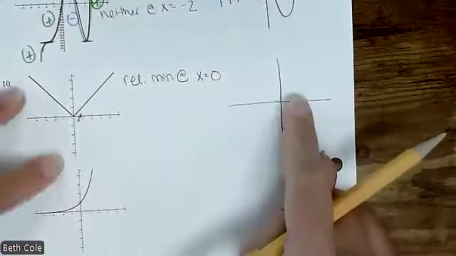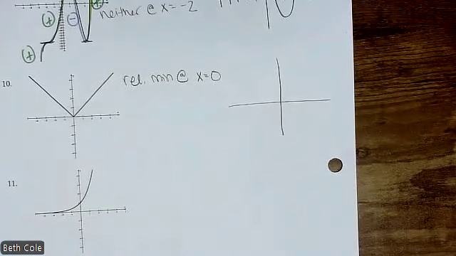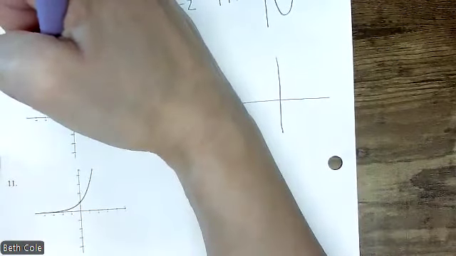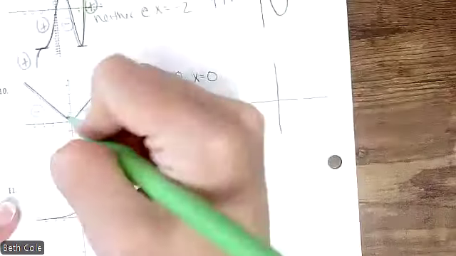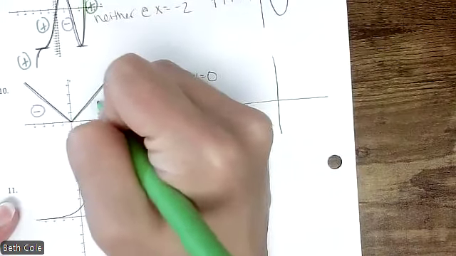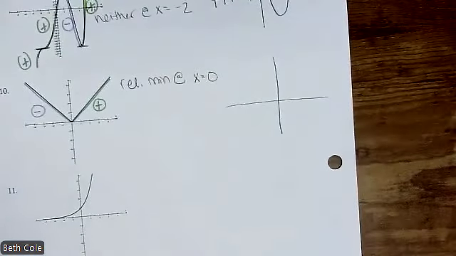Undefined means you don't get a point over here. So there won't be one. So you get precisely nothing, okay? Let's color code. We are decreasing, so the derivative should be negative, and then increasing, so the derivative should be positive.